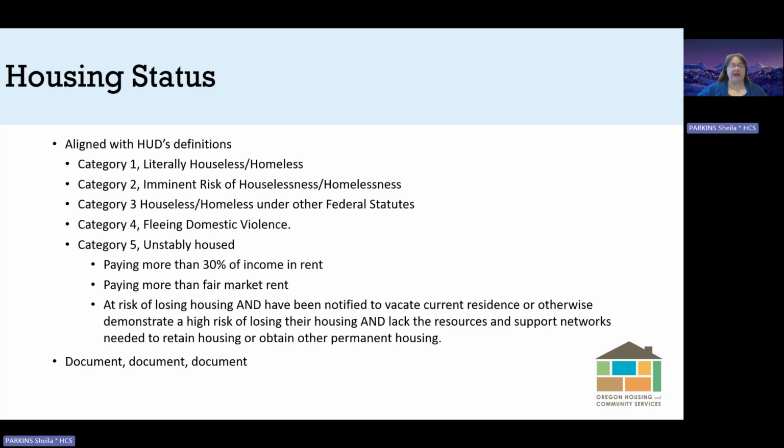A fifth category adds flexibility for those who are unstably housed, meaning either they are paying more than 30% of their income in rent, or they are paying more than fair market rent, or they are at risk of losing their housing and have been notified to vacate their current residence or otherwise demonstrate a high risk of losing their housing, and they lack the resources and support networks needed to retain their housing or obtain other permanent housing.